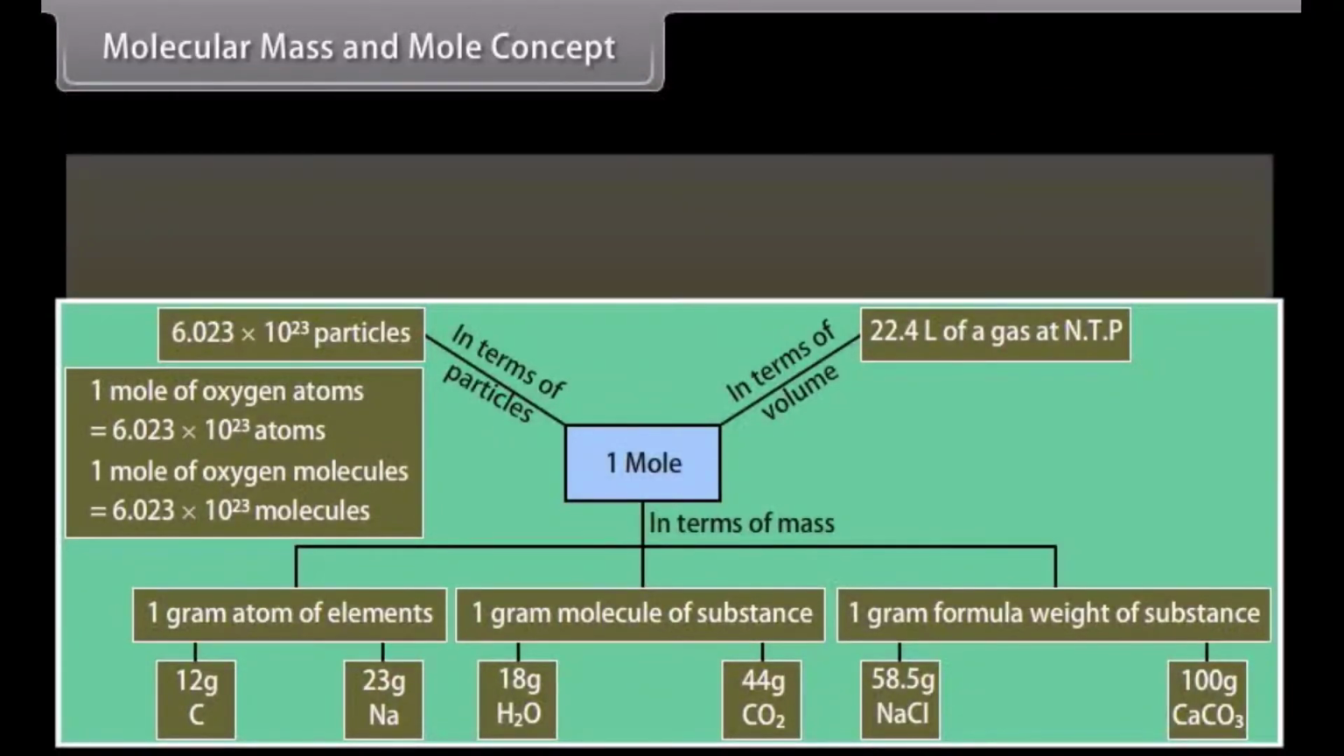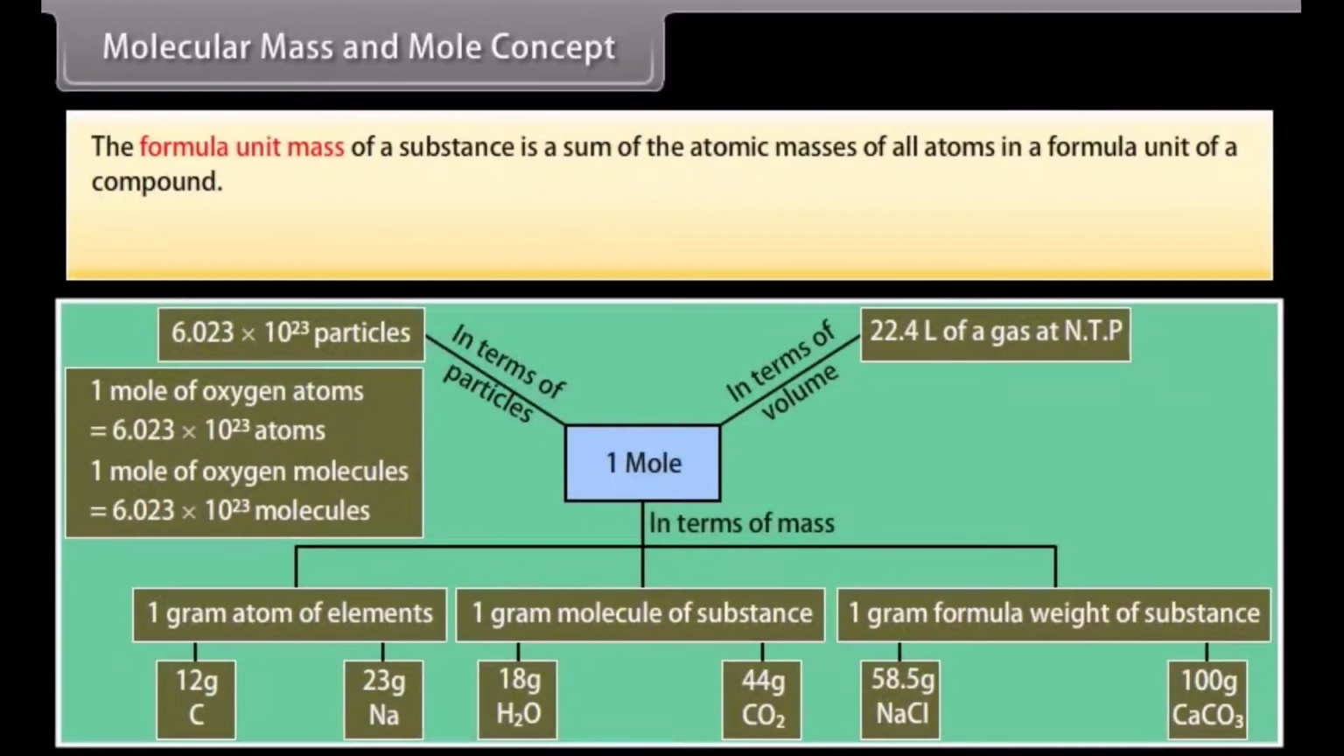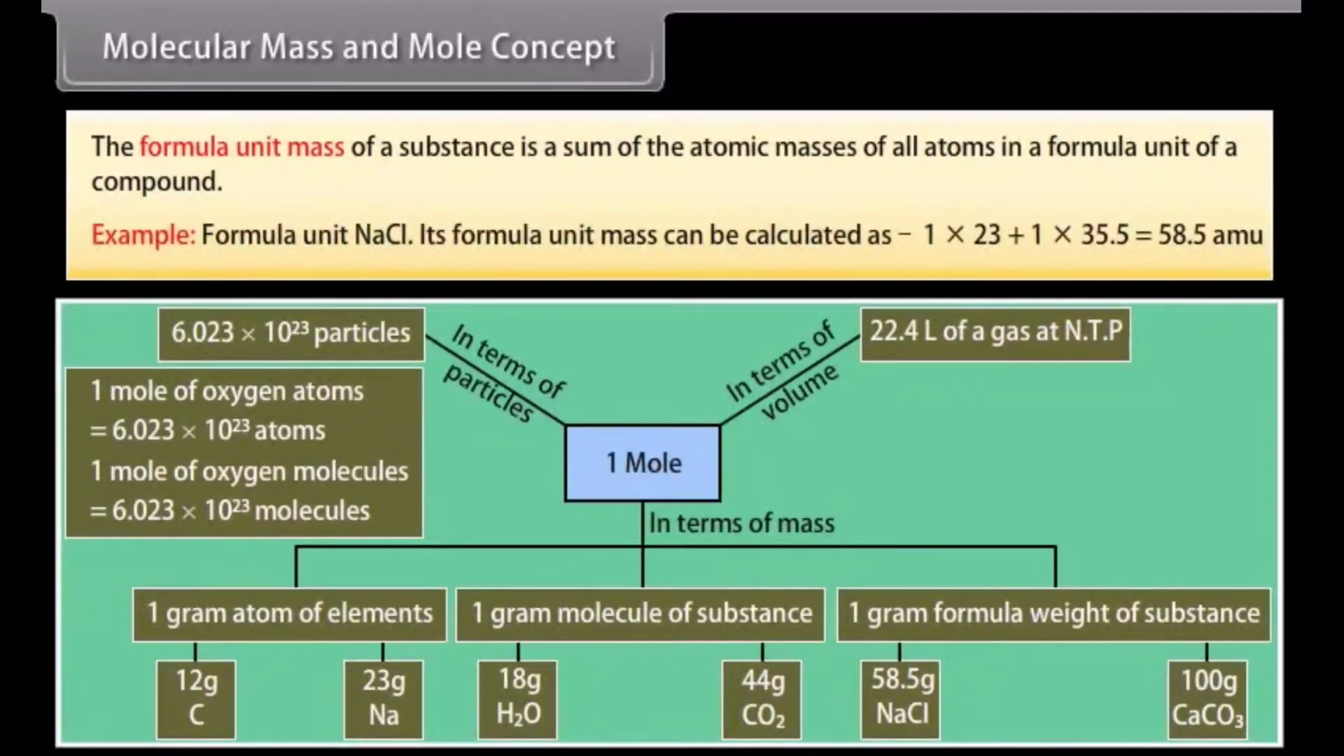The formula unit mass of a substance is the sum of the atomic masses of all atoms in a formula unit of a compound. Example, formula unit NaCl. Its formula unit mass can be calculated as 1 into 23 plus 1 into 35.5, which equals 58.5 units.